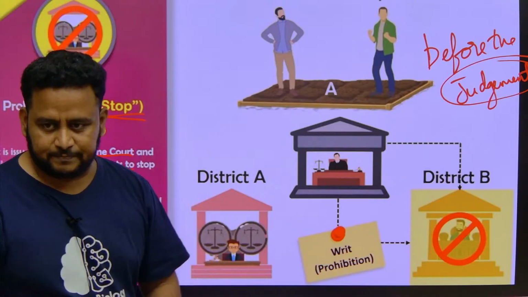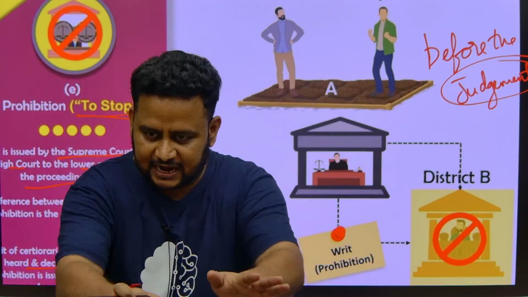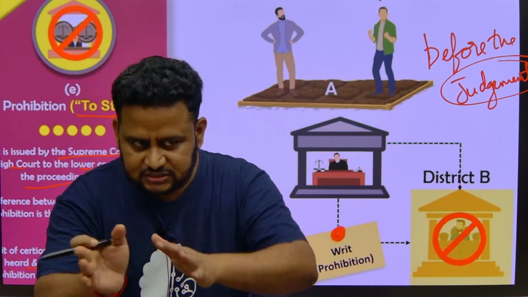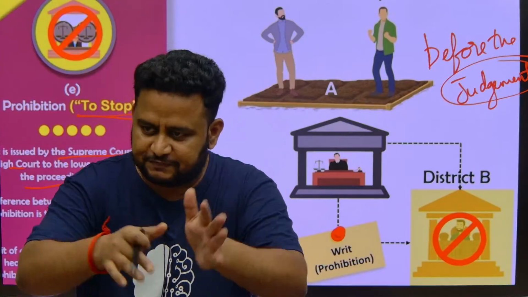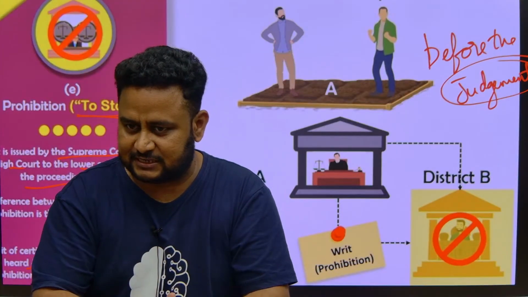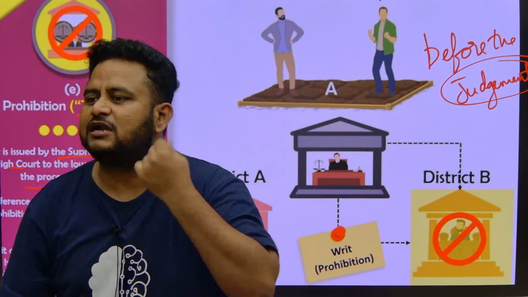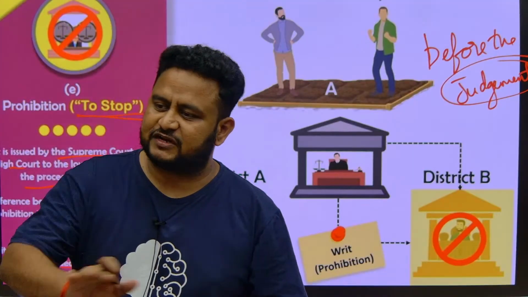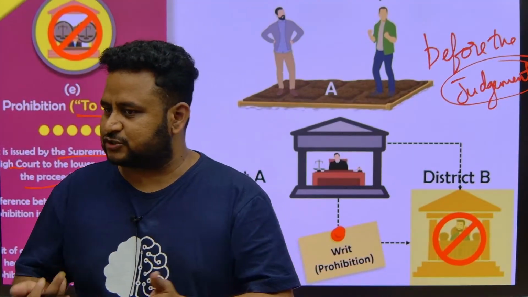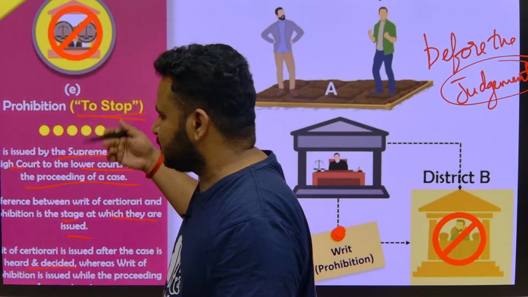Understood? So suppose person A and person B are having a dispute over land. When judgment is passed, at that time what do you issue? Certiorari. Before the judgment is passed, in between, or even before the proceeding is taken, if you pass the case to District A, that is called prohibition. You are stopping it. Certiorari means after the judgment, everything is done. In between, it is called stopping, that means prohibition. The word itself says prohibition.